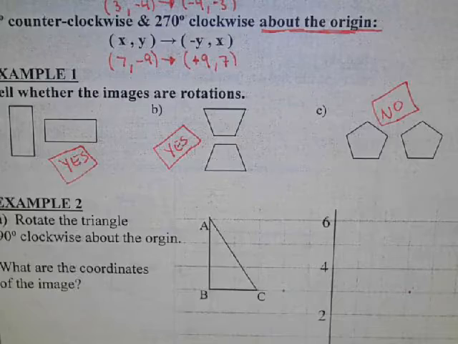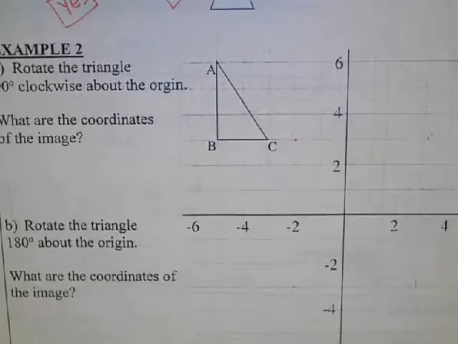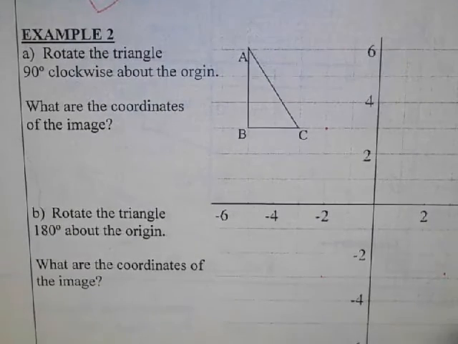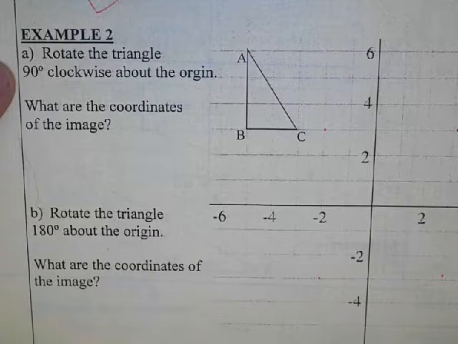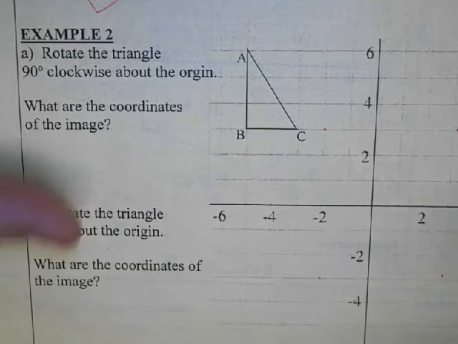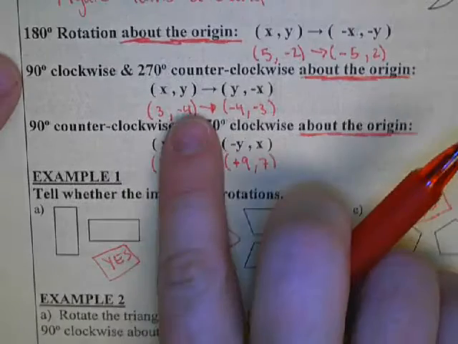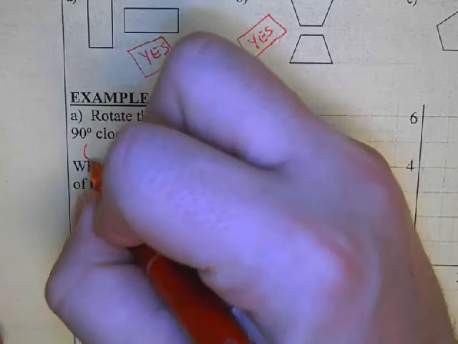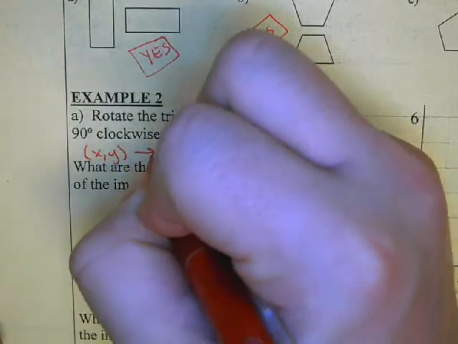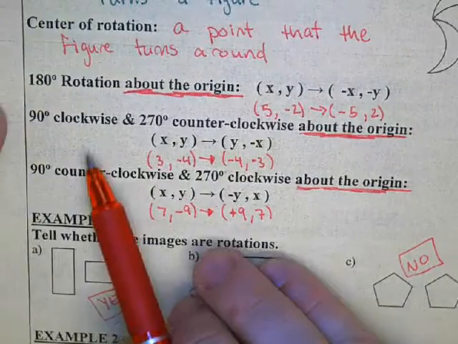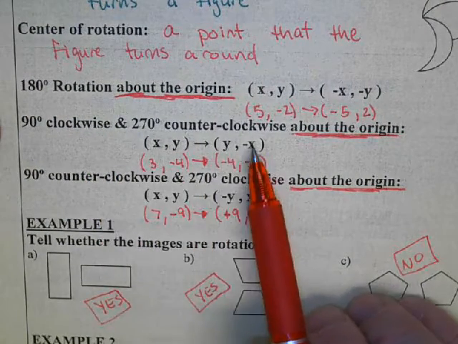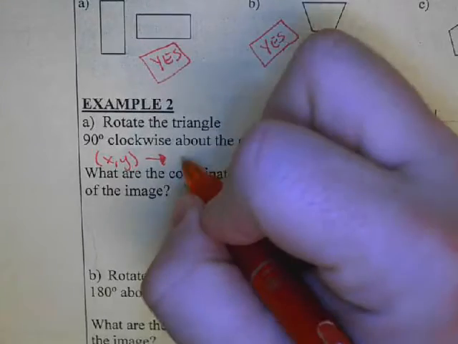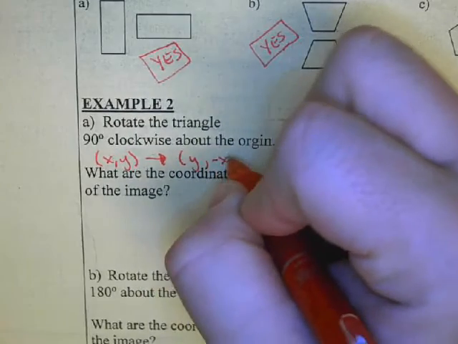Okay, so next what we're going to do is look at some examples. Rotate the triangle 90 degrees clockwise about the origin. Well, we could use our algebraic, memorize these ideas. So we can look at that algebraically. So we know that x, y is sent to, for 90 degrees clockwise, we will switch the x and the y and make the x its opposite. So x, y is sent to y comma negative x.